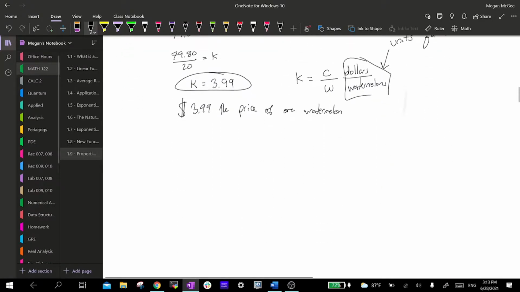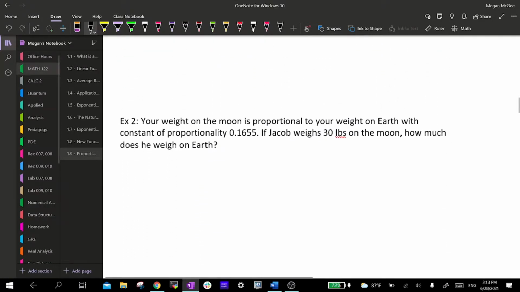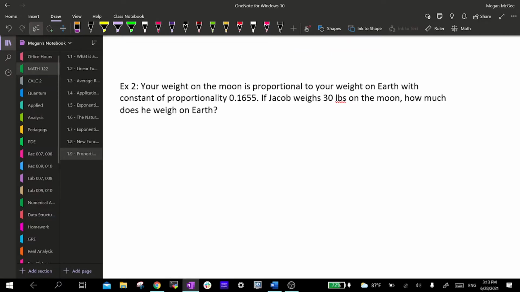All right, so let's do another example. Your weight on the moon is proportional to your weight on Earth with a constant of proportionality of 0.1655. If Jacob weighs 30 pounds on the moon, how much does he weigh on Earth?